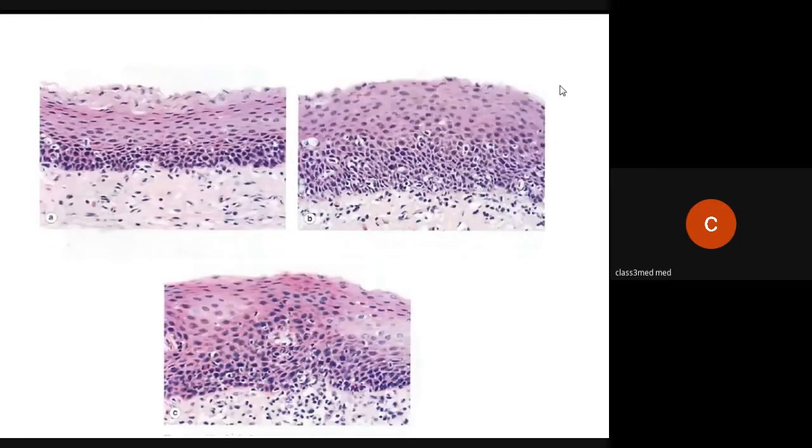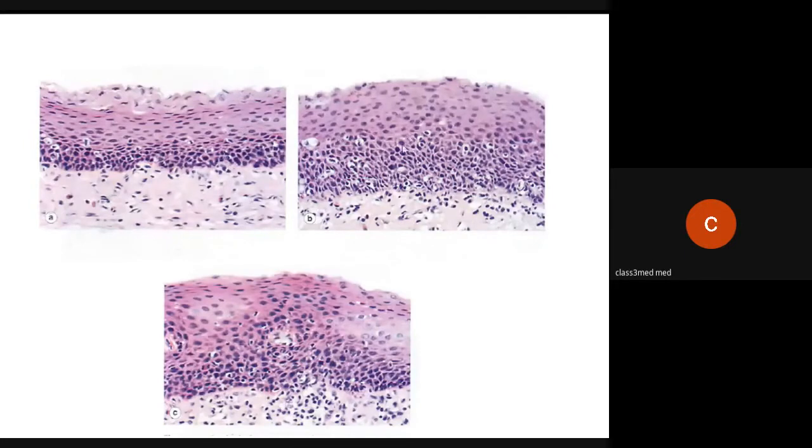Here, the example of the dysplasia. This is the dysplasia. Look above, it is normal squamous epithelium, and here you have the hyperchromatic and the pleomorphic nuclei. The dysplasia here involves 1/3 of the thickness of the epithelium. So we called it what? Mild dysplasia.